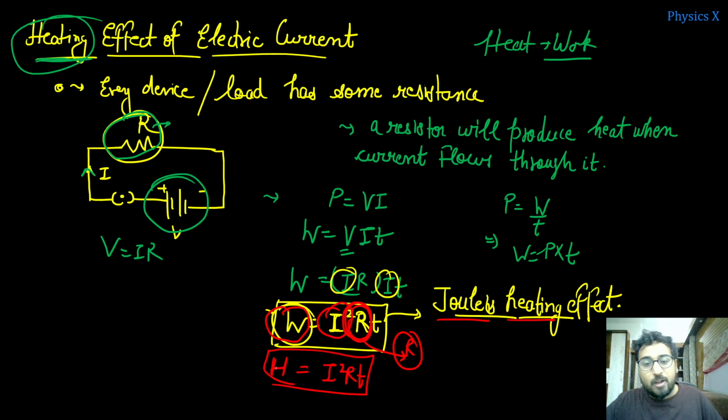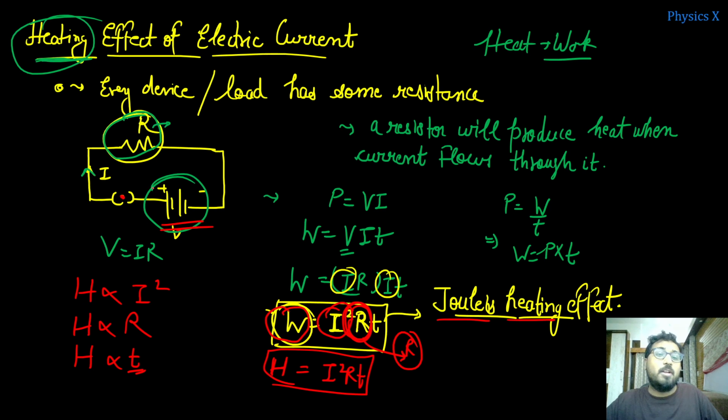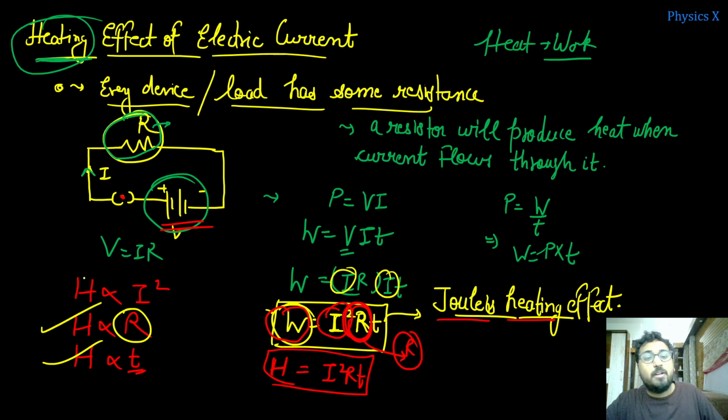So this is the formula, and you can see that the heat is directly proportional to the square of current, directly proportional to the resistance, and directly proportional to the duration for which the voltage source is turned on, the duration for which the key is kept on. The duration for which you keep your devices turned on will determine the amount of heat generated by that device. As I told you, every device load has some resistance, and this resistance will be creating heat.